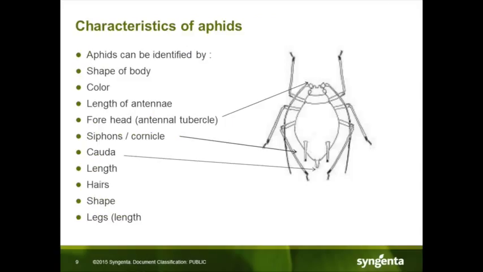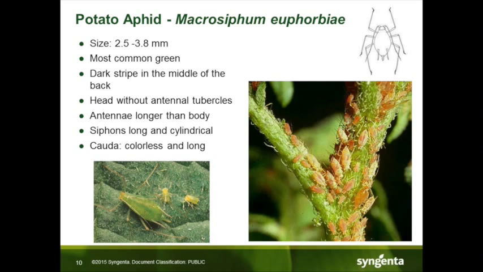Now, there are many characteristics that are used for IDing aphids, but for today I'm going to highlight some of the specific areas of the aphid to pay attention to with respect to size, shape, and color. And that is the forehead area up here, the siphons or cornicles that you see here, which are these long tube-like projections out the back end of the aphid, and also the cauda. I'm going to cover some of the common aphids that you might encounter in ornamental production.